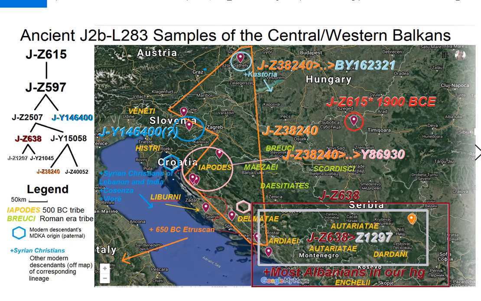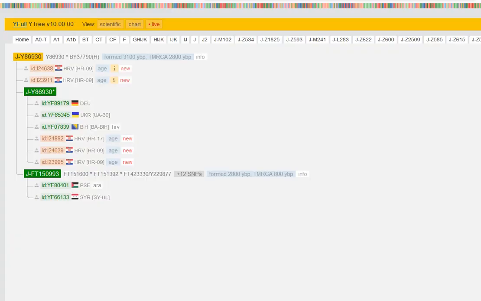The most interesting thing is that we can say that the branch Y86930 that's in pink, these samples with this pink circle, they have on the YFull tree an estimated most recent common ancestor who lived 800 BCE.